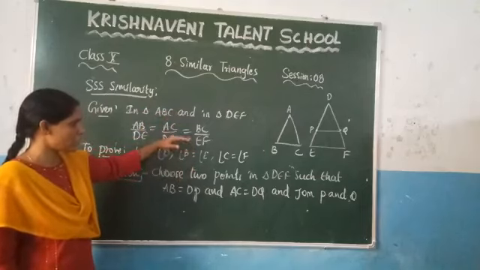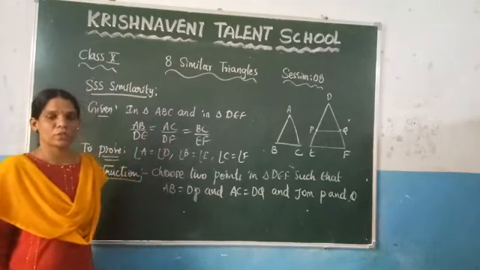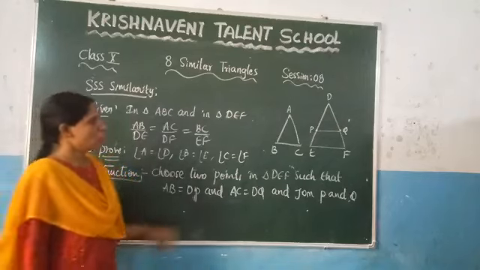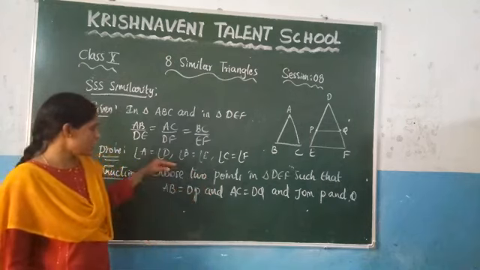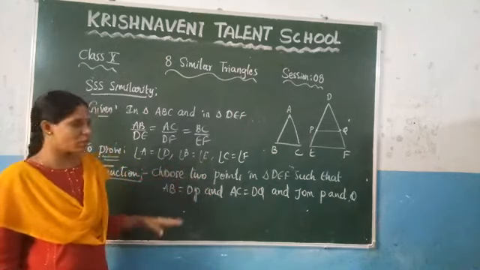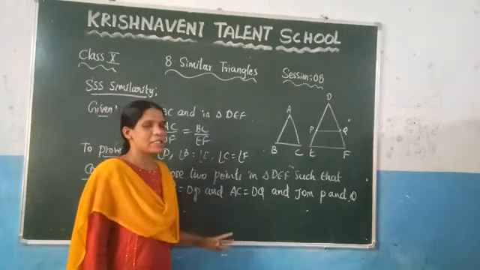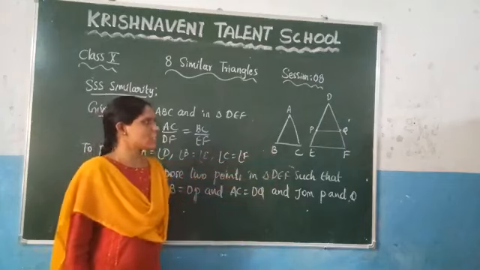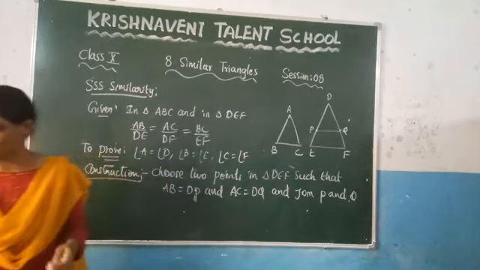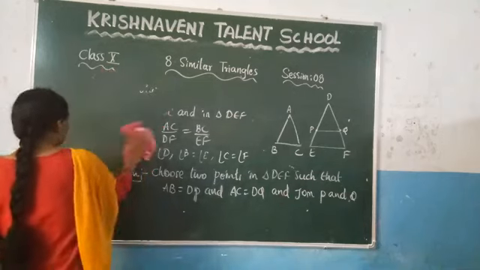So here, up to now, what we need to prove we have written, what is given we have written, and what is our construction we have written. Now we are going to prove this theorem. So again, what this theorem says here, if the corresponding sides are proportional, then we need to prove the corresponding angles are equal. For that we have done some construction. We have chosen 2 points on triangle DEF such that the length of AB is equal to DP and the length of AC is equal to DQ. Now, based on this, we need to prove this theorem. So here, let us go for the proof.